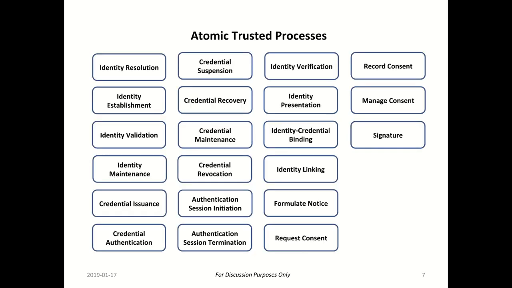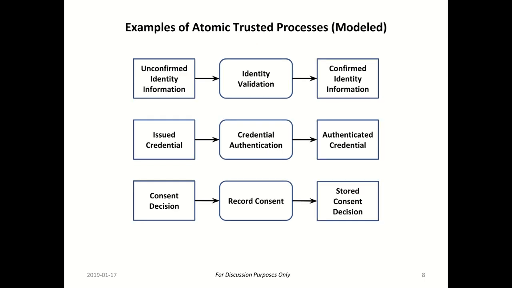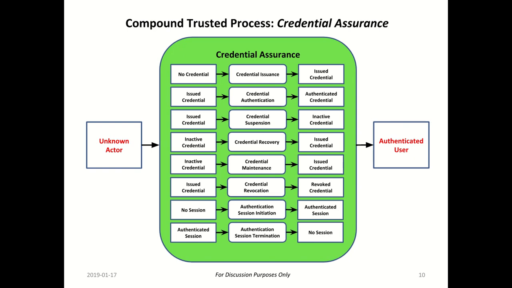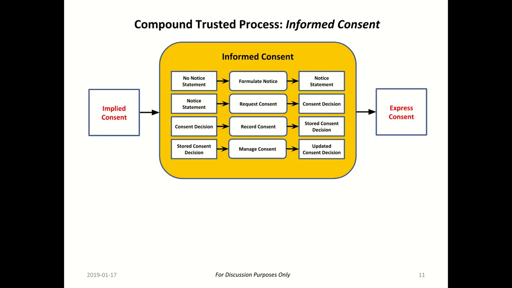So I just want to go very quickly. We've identified a whole series of what we're calling atomic trusted processes. What we've determined are the elemental processes that are typically in a business process or a series of business processes. Some examples here, and then we get into the identity assurance trusted processes. We've identified 8 of them. Credential assurance, we've identified I think 8 of them as well. And then what we're calling informed consent, another 4 processes there. So that's just very quickly, you can see that in the consultation deck.